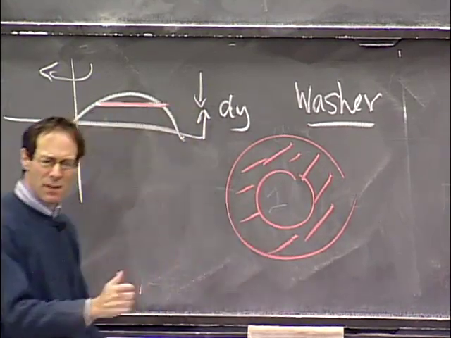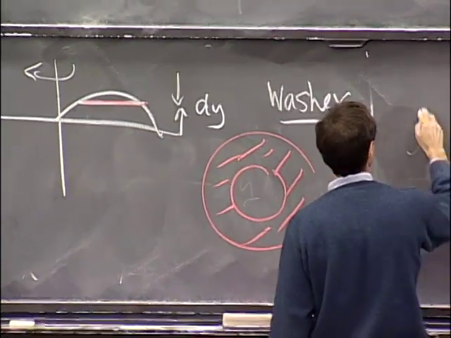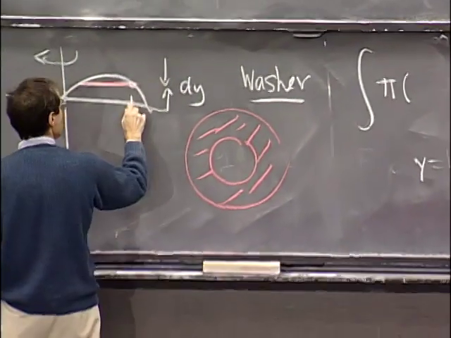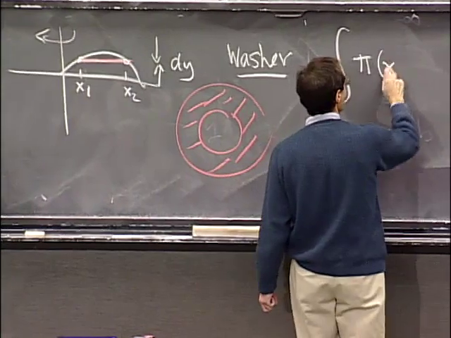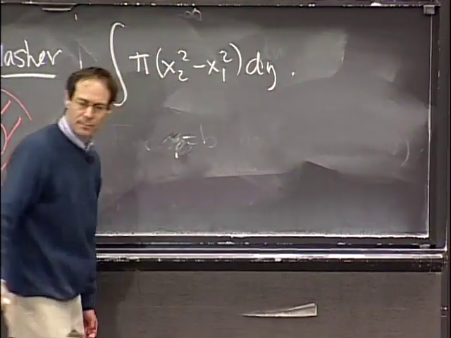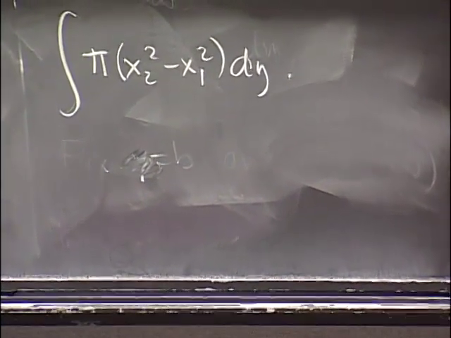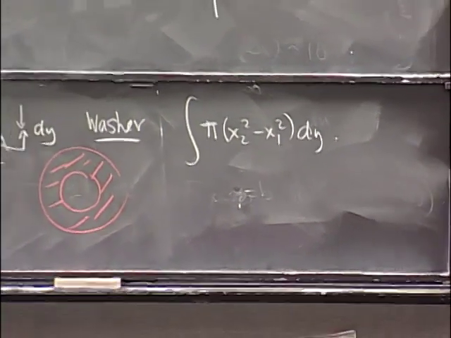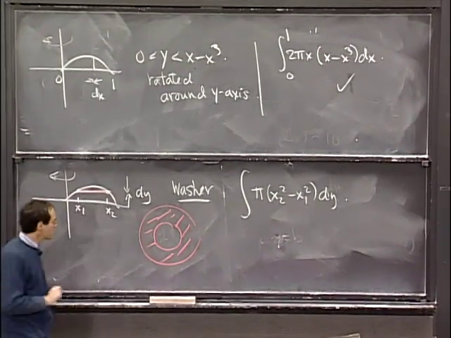So it's going to be the difference of radii. What's the formula for this? It's some integral of pi times the right end, which I'll call x2, and the left end, which I'll call x1. So this is pi times x2 squared minus x1 squared dy. Now, already at this stage, you think to yourself, this is more complicated than the other method. So you've already abandoned it, but I'm going to go one step further into this one to see what is happening.